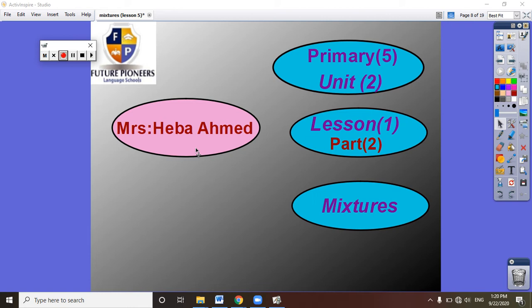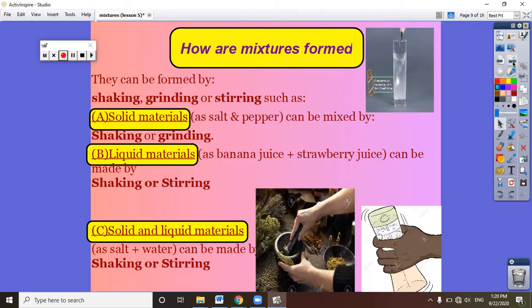Today we will complete our lesson in Unit 2, Lesson 1, which is mixtures. We will take part 2 from Lesson 1 in Unit 2. Okay, we know that matter is classified into two types, which are, very good, pure substances and mixtures. And we know the examples of the mixtures, the types of mixtures, and also the properties of the mixtures.